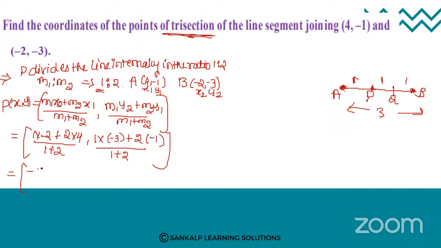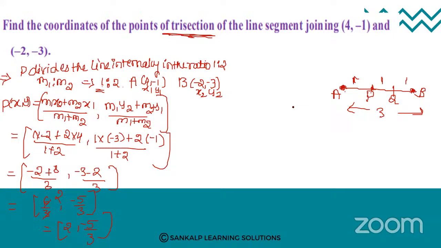1 into -2, that is -2, plus 8, divided by 3. -3 minus 2 divided by 3. So -2 plus 8 means 6 divided by 3. -3 minus 2 is -5 divided by 3. That means you will get the coordinates of P as 2 and -5/3. Okay. Now the coordinates of the points of trisection.